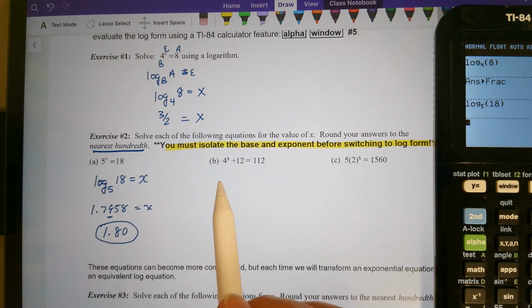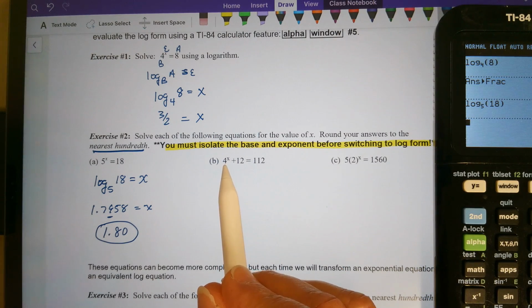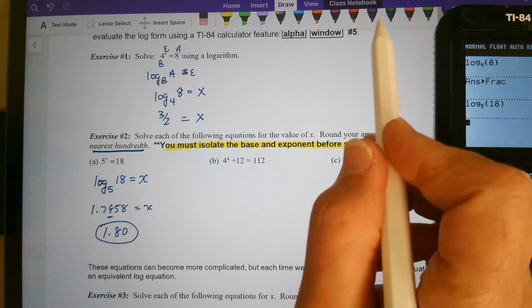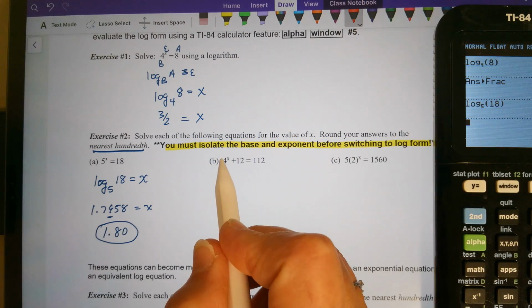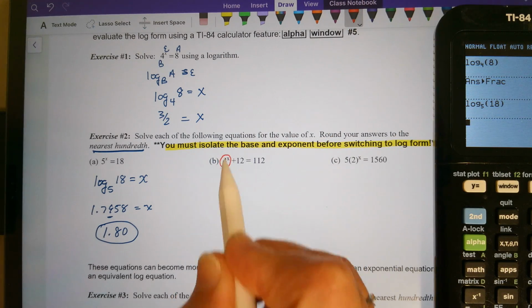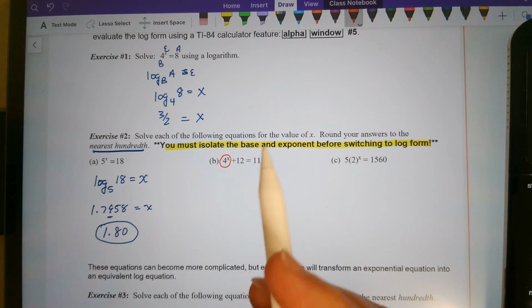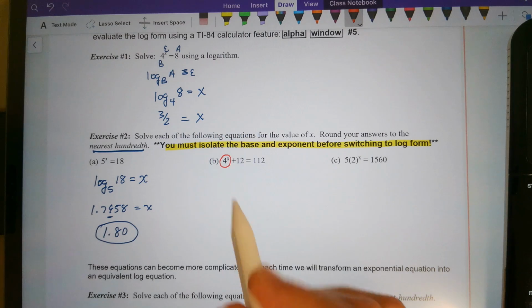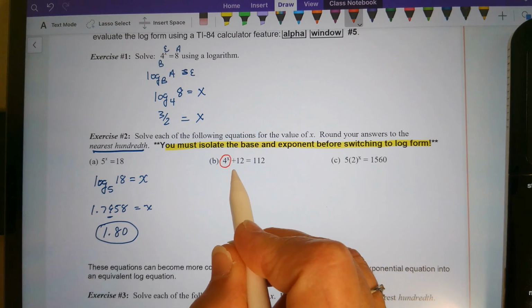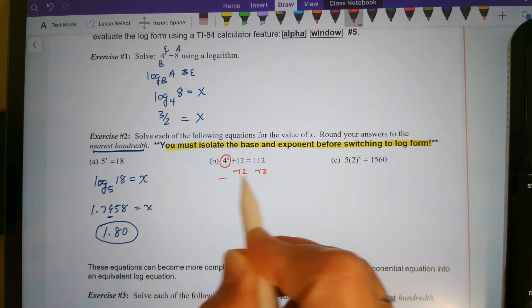B, here's our variable x. With our base, we need to isolate that. We need to get this by itself. I strongly suggest that you circle that. We need that to be isolated before we switch to log form. So subtract 12 from each side. You don't have to show this.